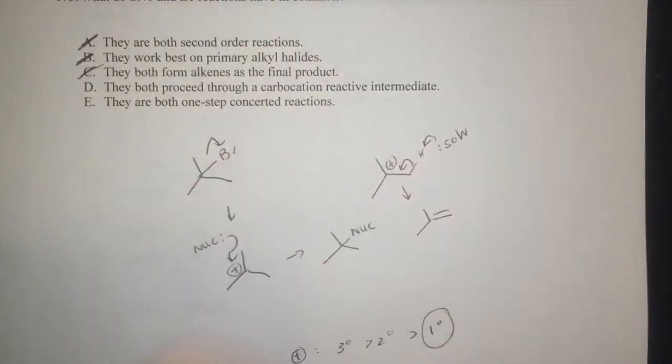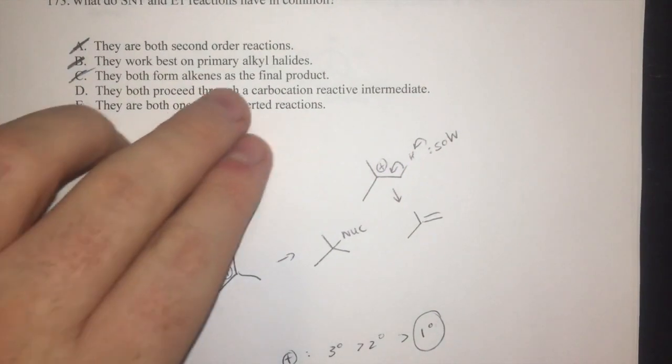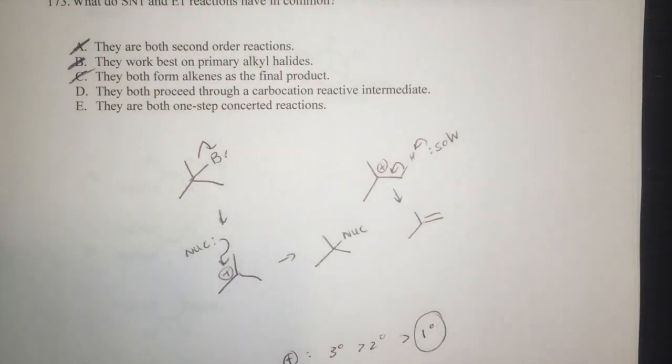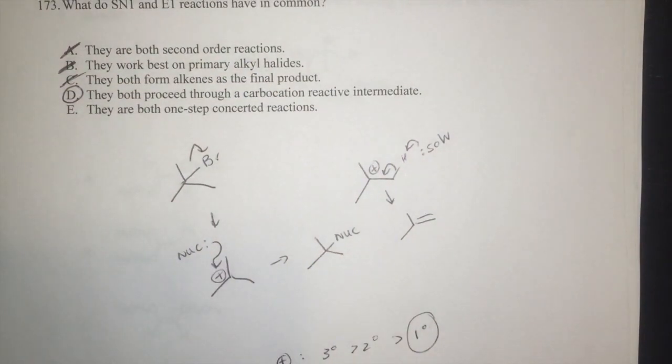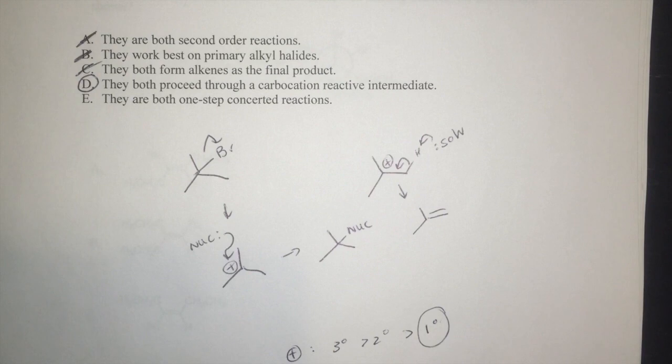So C is out. D says they both proceed through a carbocation reactive intermediate. Fantastic, that is true. We have just gone over the mechanisms, and we know that is definitely true. They both form a carbocation intermediate.